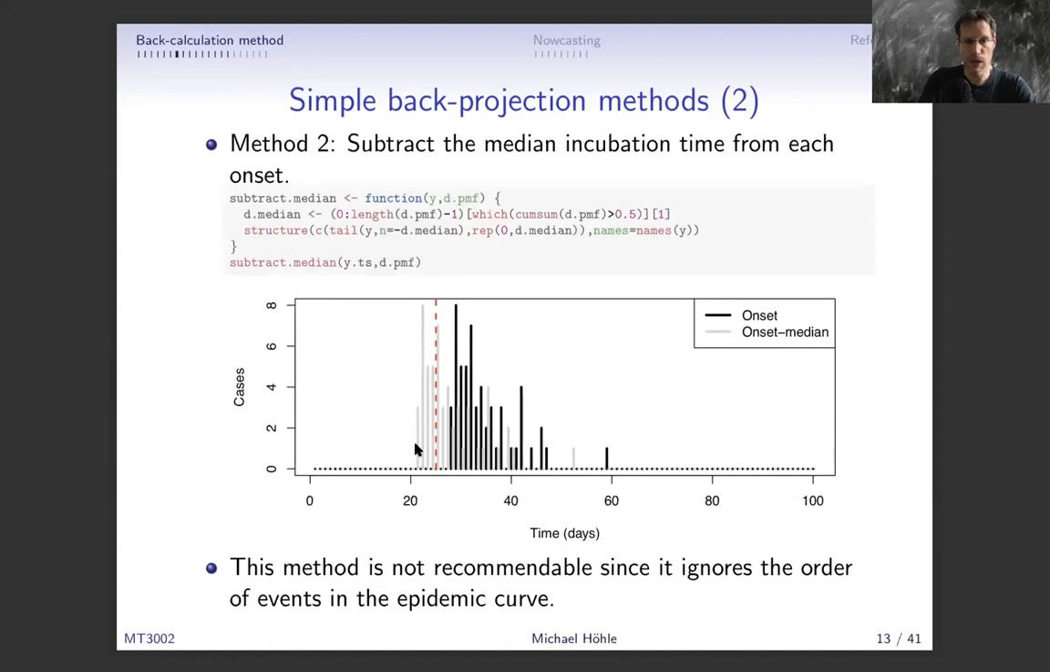And you will realize that this is not very good, because the problem is that this method ignores the order of events in the epidemic curve. Of course, for the first case you see, you subtract the full median of the incubation time, and then you get too far to the left. The reason for this case being the first one you observe is either that it was the first one exposed and had a very short incubation time, right? And a short incubation time is not reflected by taking the median of the distribution, right? So you get too far to the left.